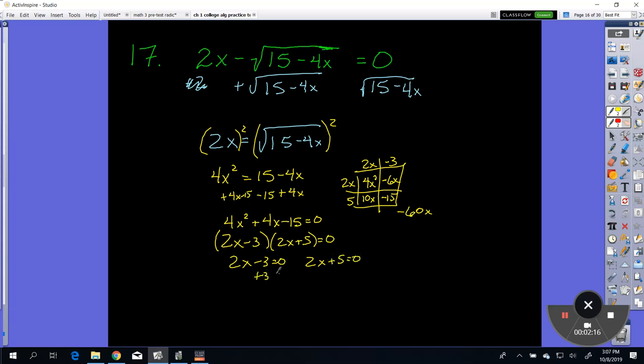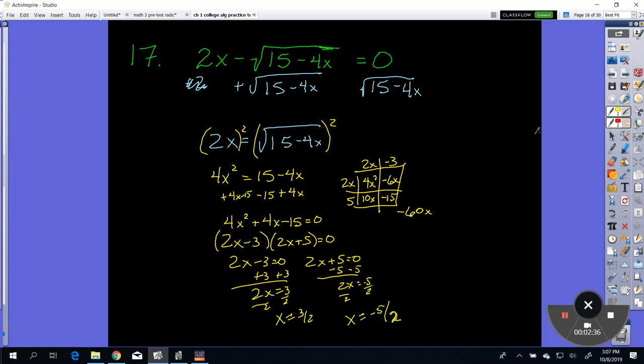Then I'm going to add 3. And I have 2x equals 3, divide it by 2. So x equals 3 halves. Then I minus the 5. So 2x equals negative 5, divided by 2. And x equals negative 5 halves. And you're feeling really good about yourself because you have 2 answers.